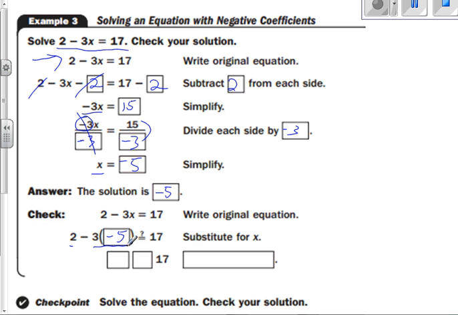Well, 3 times that would be a negative 15, right? And then subtracting a negative is the same as adding a positive. So therefore I have 2 plus 15, which gives me 17, is equal to 17. So my check checks out. Therefore I know the solution for x is valid.